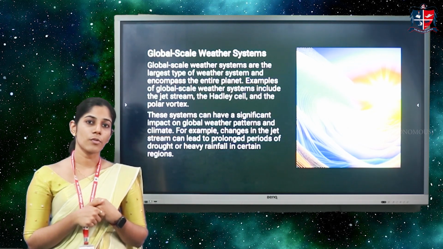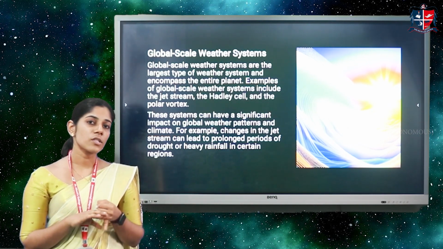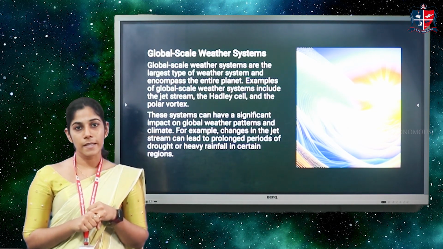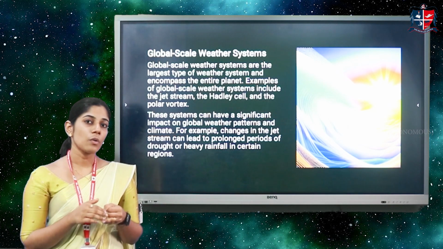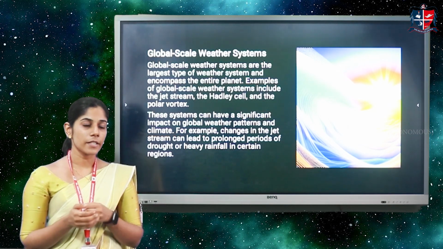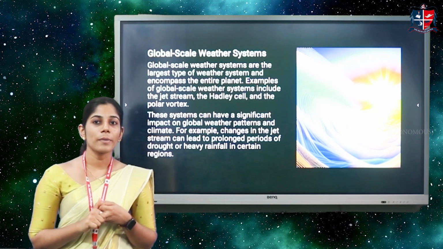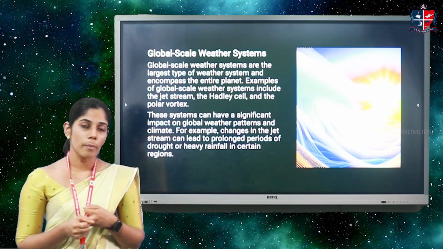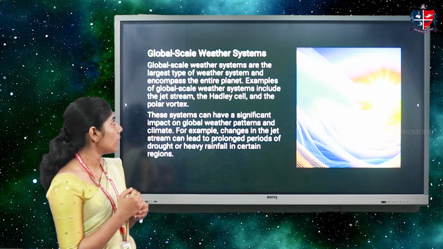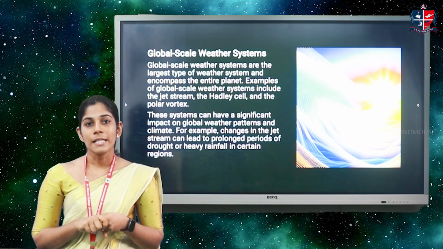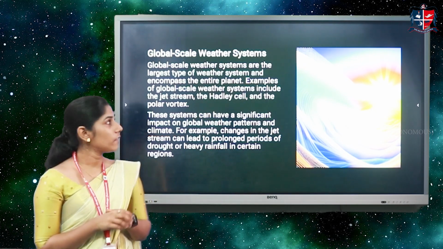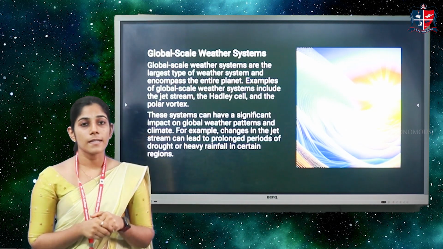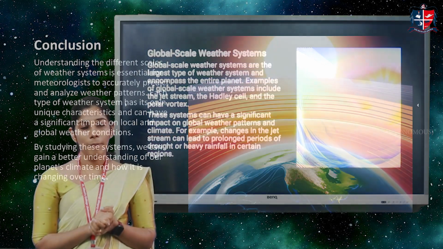The first one is the microscale weather system, which is the smallest type of weather system, and the second one is the mesoscale weather system, which ranges up to a few hundred kilometers. The third one is the synoptic scale weather system, which ranges from a few hundred to a few thousand kilometers, and the last one is the global scale weather system. The global scale weather system is the largest type of weather system, which encompasses the entire planet.